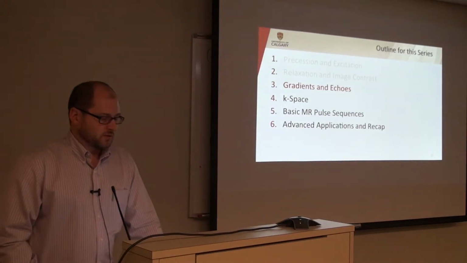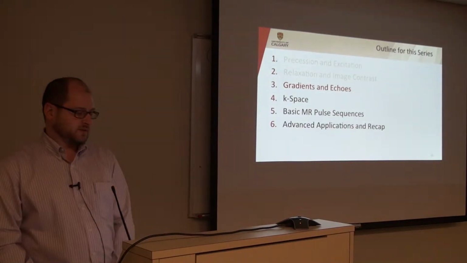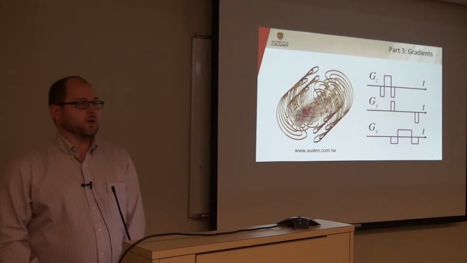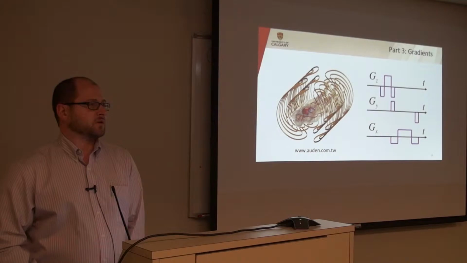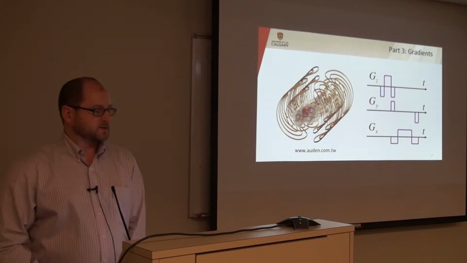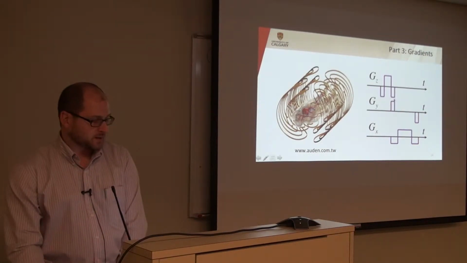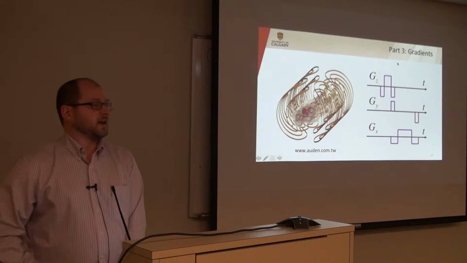Okay, so that brings us to part 3, gradients and echoes. And just to remind you of our color scheme. Remember, blue is our B0 field, green is our RF or B1 field, red is our spins unless otherwise indicated on the slide. And so we've got this pink magenta color that indicates gradients.